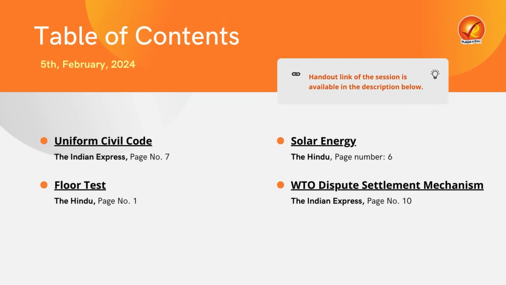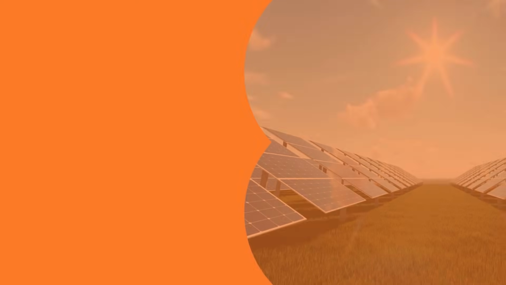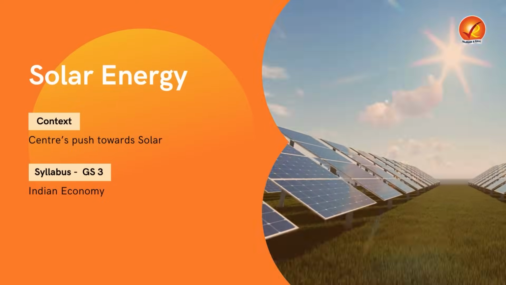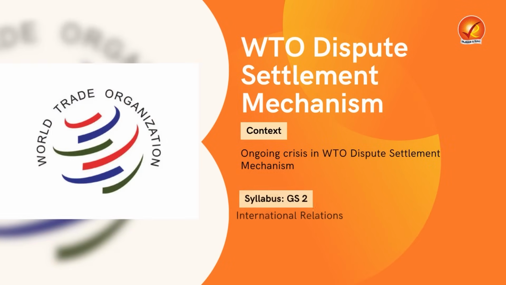We'll look at 4 important articles from the Indian Express and the Hindu. The first will be regarding the Uniform Civil Code. Then we'll study the solar energy sector. Then we'll understand what is a flow test. And finally, what is the WTO dispute settlement mechanism.